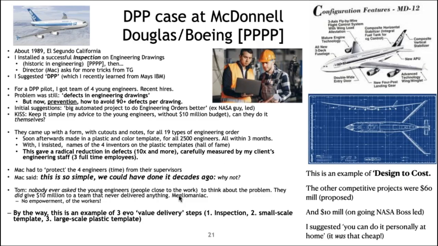Okay. By the way, this is actually 3 of what I talk about later called EVO, evolutionary steps. First step was we did inspection to get Gary to be motivated to inject fewer defects. And we also measured the defects. We then did a small scale template on the work of the 4 young engineers I was working with. And then the third evolutionary step, all within 3 months, the large scale plastic templates with the names of my 4 guys on it to make them famous for their 2,500 other engineers.